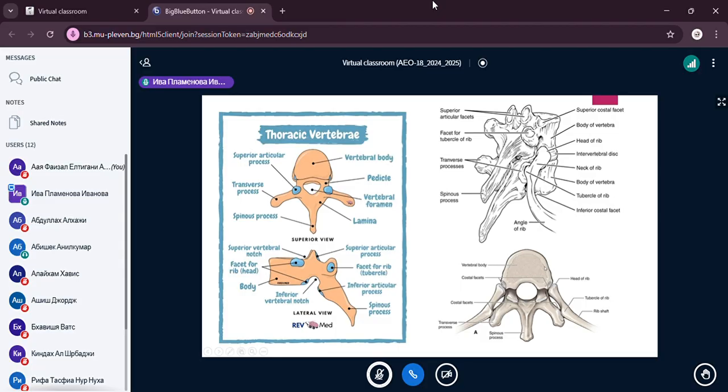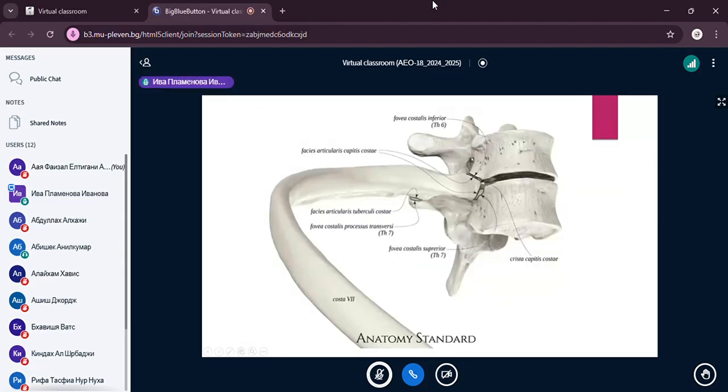The same thing. Here is the inferior vertebral notch on the TH6. This is TH7. Here should be, but we can't see it, the superior vertebral notch. Here is the inferior of TH6. Here is the superior of TH7, and between them is foramen intervertebrale.